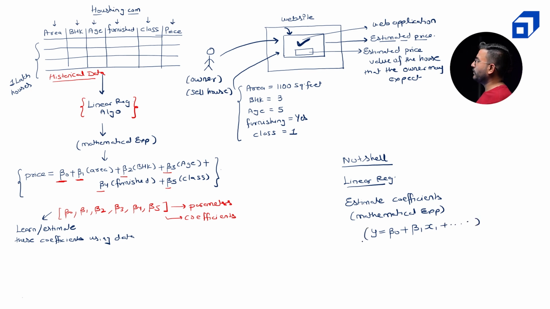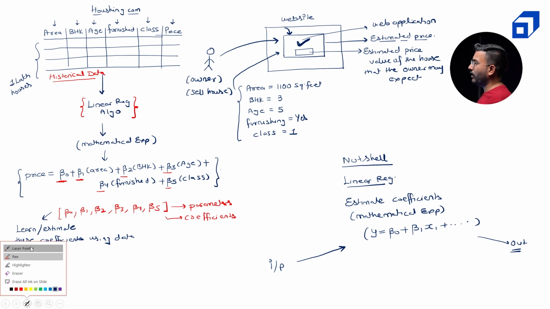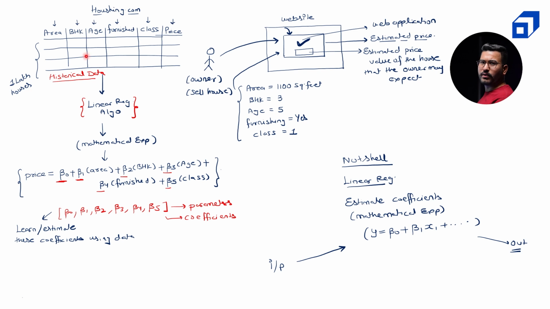Now once this mathematical expression is ready, I can utilize this expression with the new input to get the output. So in a nutshell, we use the linear regression algorithm to find out these coefficients, which is computed by this algorithm based on the historical data. That is all what we do. And a very important thing, I have already told you that this equation is very similar to something that you have already learned in your 10th class, which is also known as the equation of a straight line.